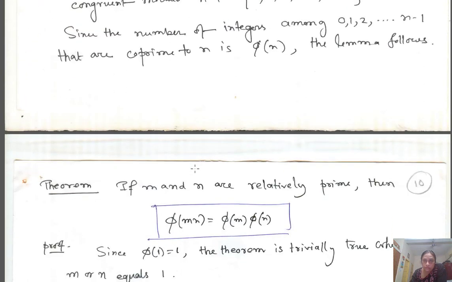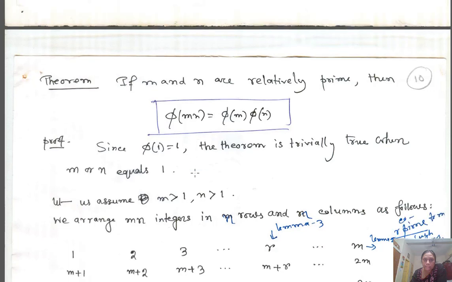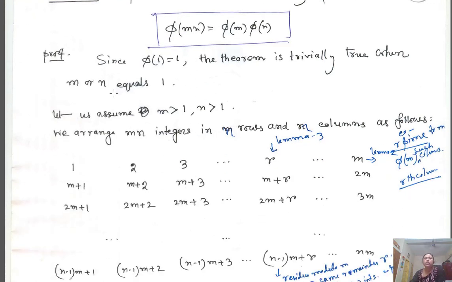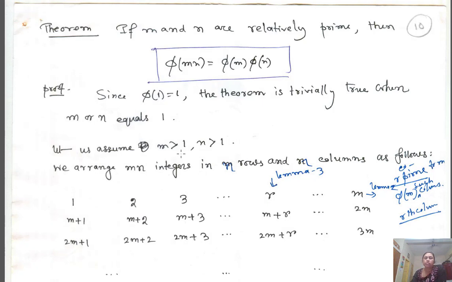So now I am in a position to prove this. Since phi 1 equals 1, when m or n is equal to 1, it trivially follows. Now suppose m is greater than 1, n is also greater than 1. So here, this left hand side actually counts the number of elements less than mn and co-prime to mn.